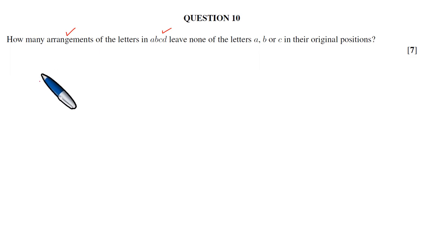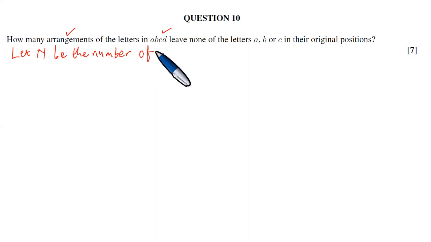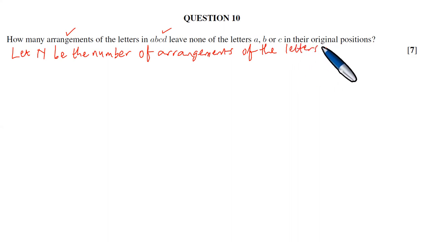Right. So let's get started to determine the number of arrangements. How do we do this? There is some restriction here, that the arrangements leave none of the letters in their original positions. And so we let N be the number of arrangements of the letters A, B, C, D, this given sequence. Then what is N, the number of arrangements? If one is given the letters A, B, C, D, what is then the number of arrangements?